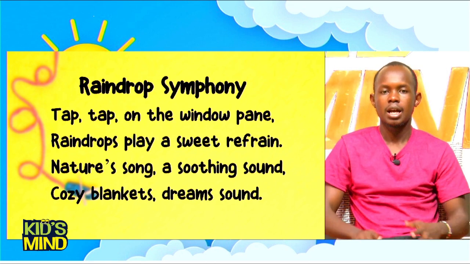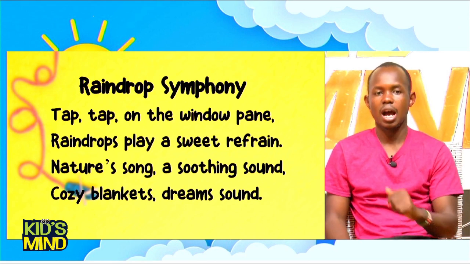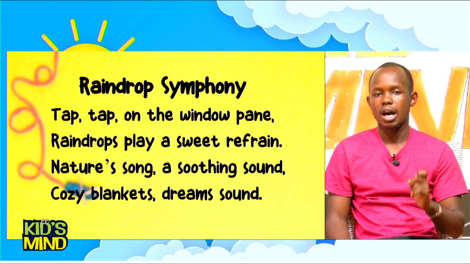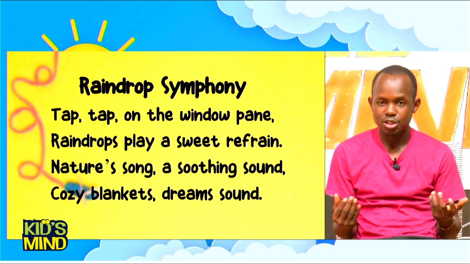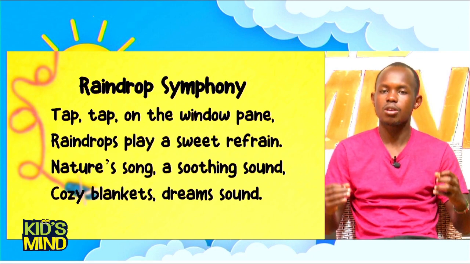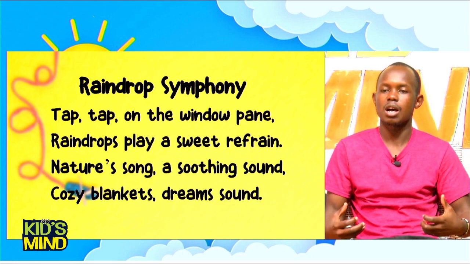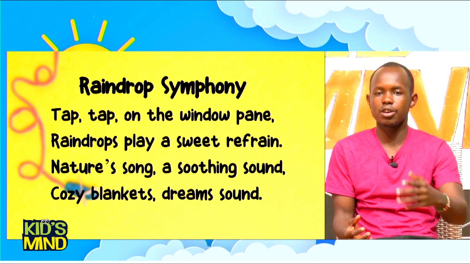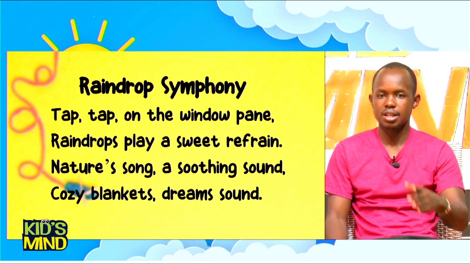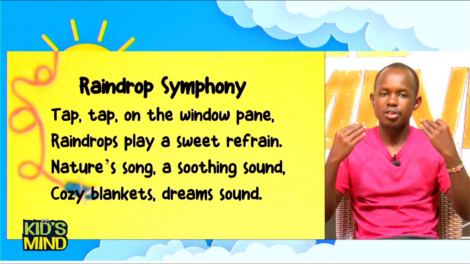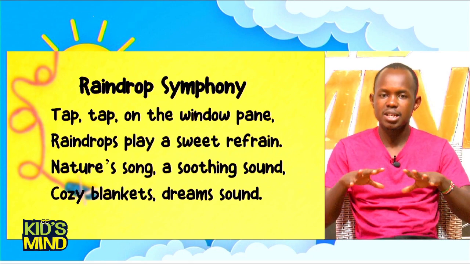Okay? Now, line 3 talks about nature's song, a soothing sound. Nature's song, a soothing sound. Now, line 3 simply tells us to appreciate the natural sounds that we hear. Okay? Let's appreciate the natural sounds. For example, the sound of raindrops. It's a very soothing sound, as the verse suggests. A sound which creates comfort, a sound which creates a peaceful environment.